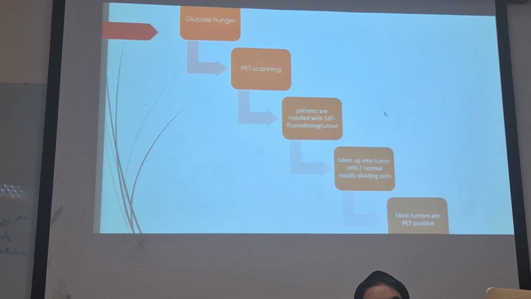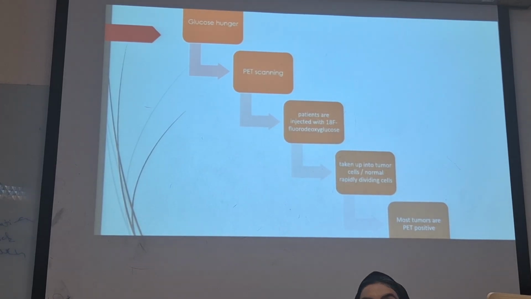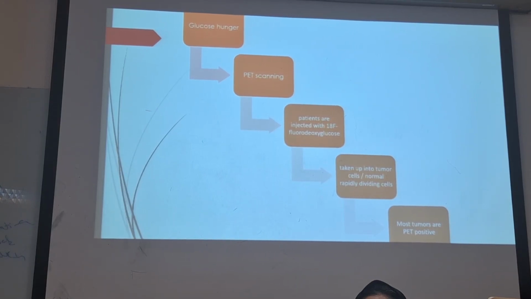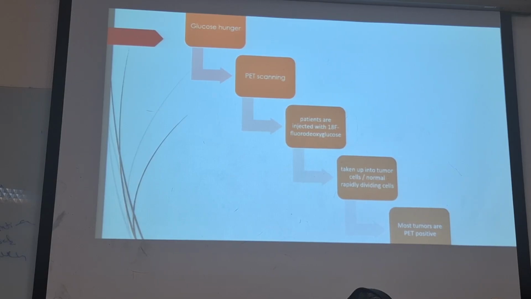So, as I said before, the tumoral cells and also some rapidly dividing cells like inflammatory cells, for example, in the situation of infection and inflammation, are rapidly dividing cells. So the tumoral cells and also rapidly dividing normal cells are glucose hungry, and they show the Warburg effect. Warburg effect means that they prefer the glycolytic pathway for producing energy.